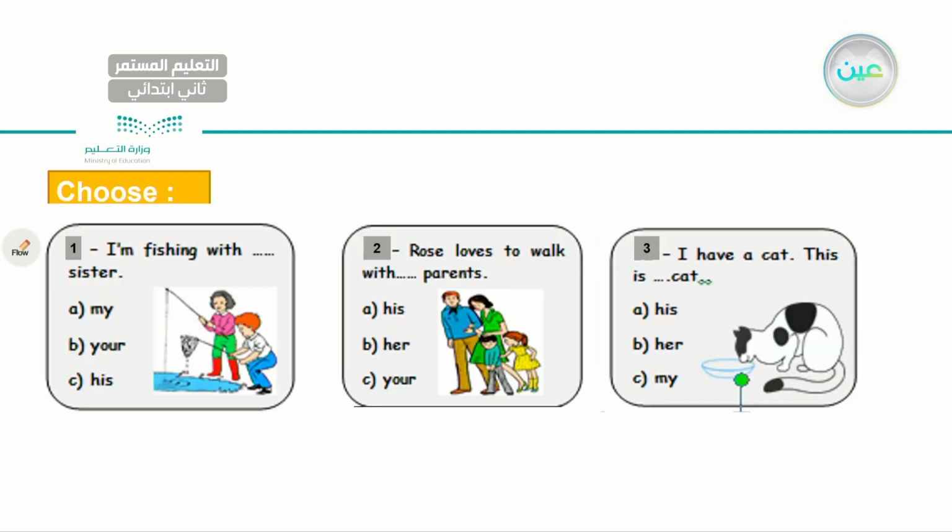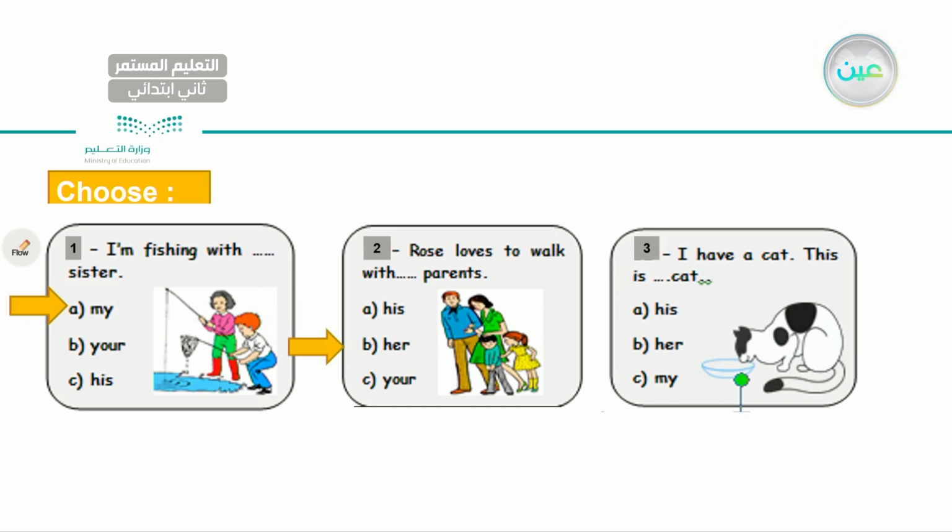Now, same thing here. I am fishing with my sister. Very good. I am fishing with my sister. Because I have the pronoun I, I am fishing with my sister. Number 2, Roses. Roses loves to walk with her parents. Very good. Roses, she, her. Very good, very good.